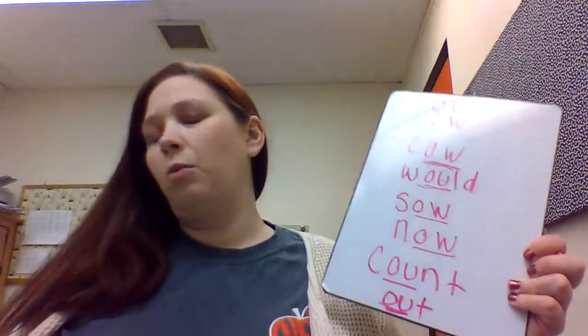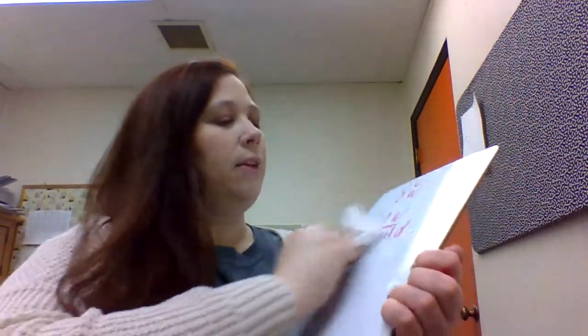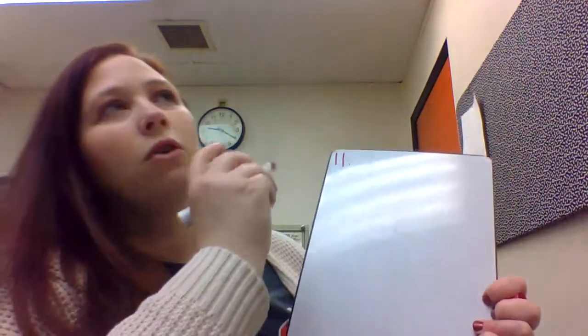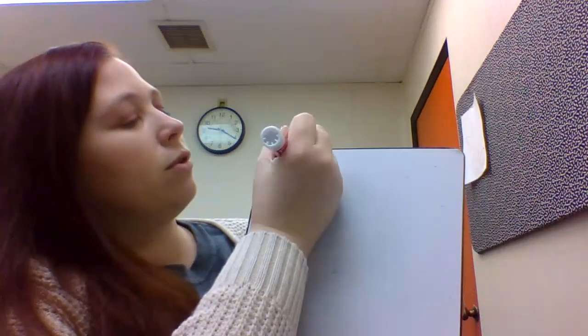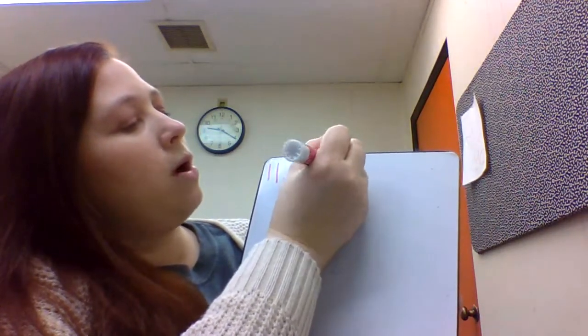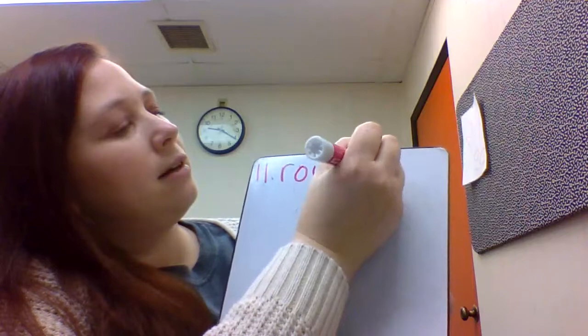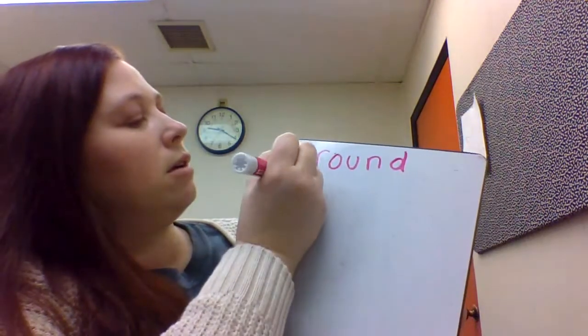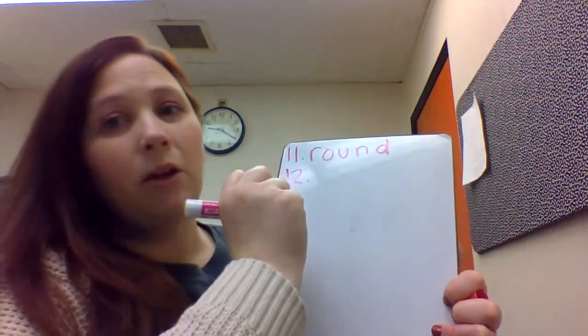So when we're spelling our words next, we're going to think about, does the ow sound come in the middle of the word, beginning of the word, or the end of the word? So let's start with number 11. We're going to spell round. So that ow sound is in the middle, so we know it's going to be an OU. We have r, ow, n, d, round.